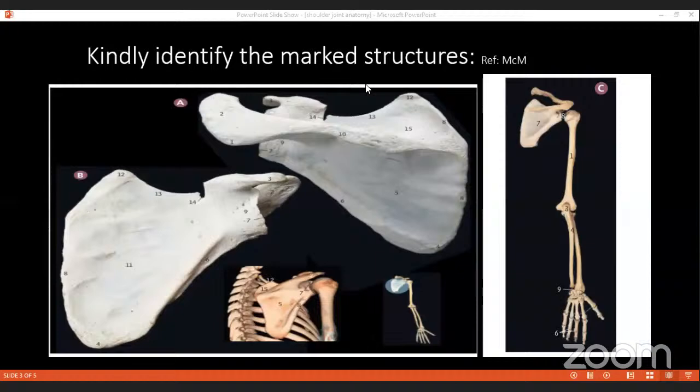Can you also tell me the origin and insertion of serratus anterior, please? The origin is the lateral surface of ribs 1 to 9, and the insertion would be onto the medial border of the scapula, on the subscapular fossa, the ventral surface of the scapula. Very good. So that's the roots, and then there is the trunk.